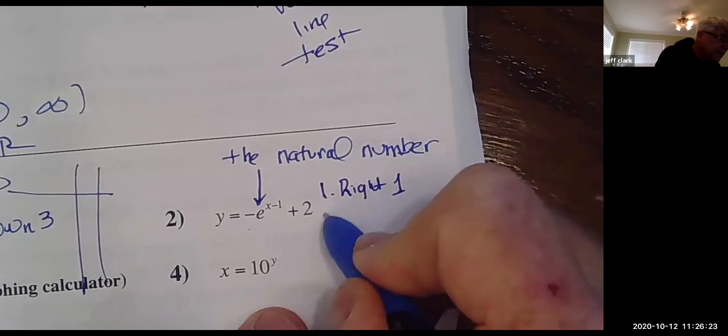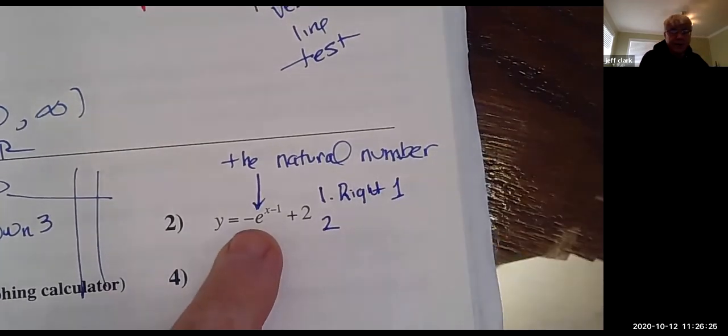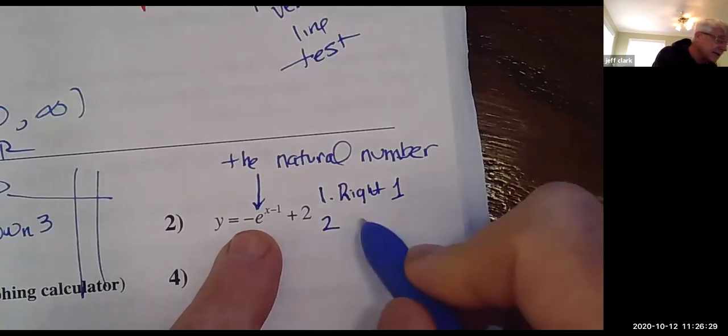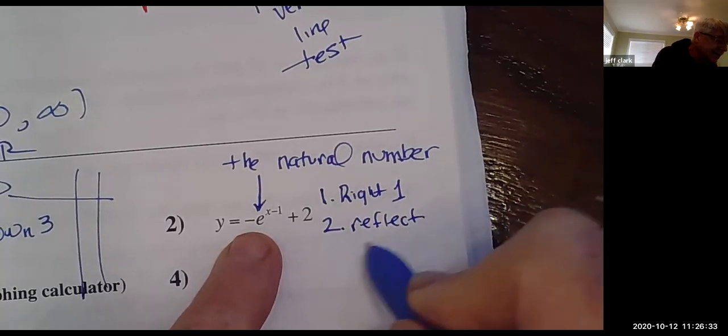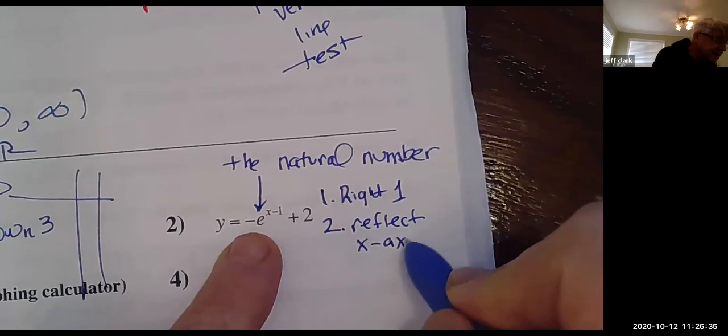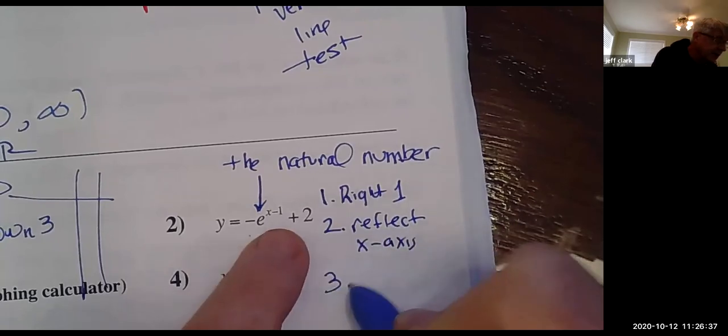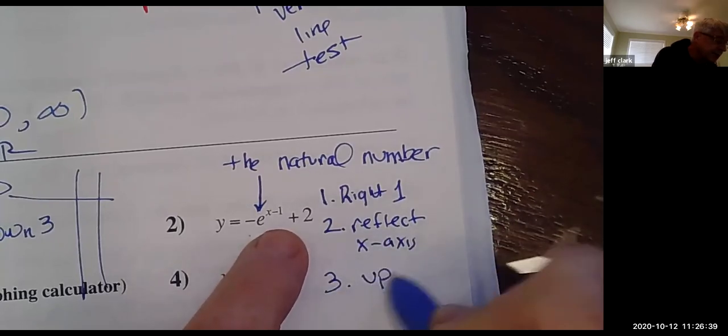1. Second one would be the negative, which would be a reflection. It's a reflection around the x-axis. So you say reflect x-axis. And number 3 would be the 2, and that's up 2.